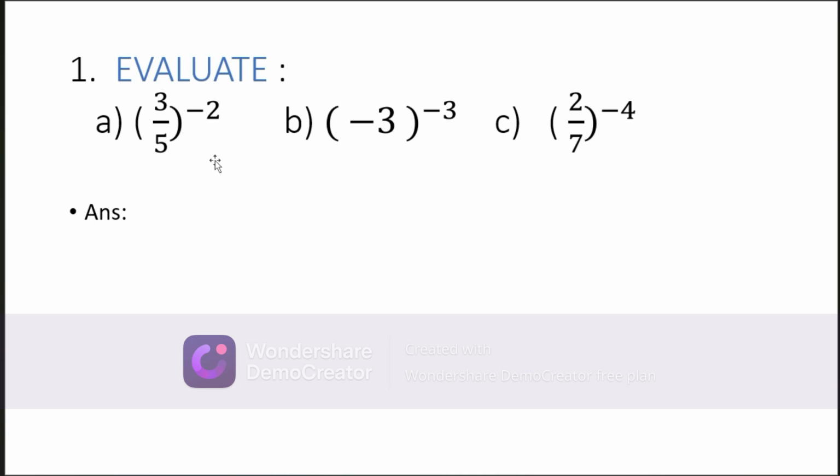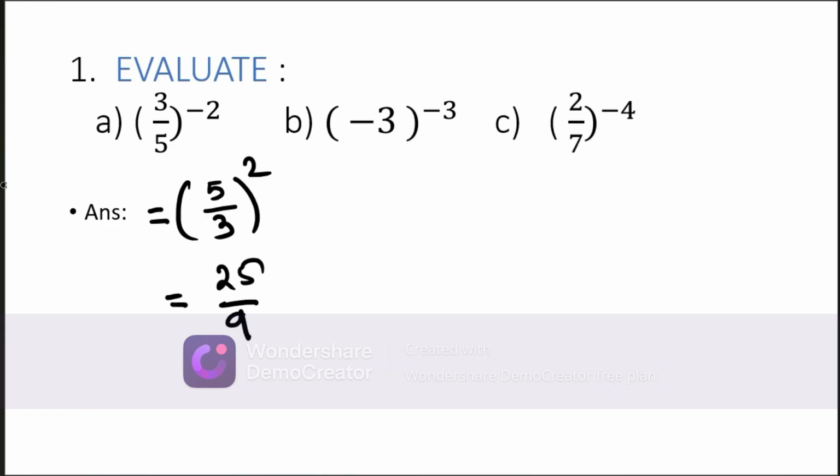Evaluate. Evaluate means simply calculate. So the first problem, 3 by 5 whole to the power minus 2. This is in negative exponent form. Now I want to change it into positive form. So 5 by 3 whole to the power 2. Just write the reciprocal of the number. So now 5 by 3 whole square is 25 by 9.